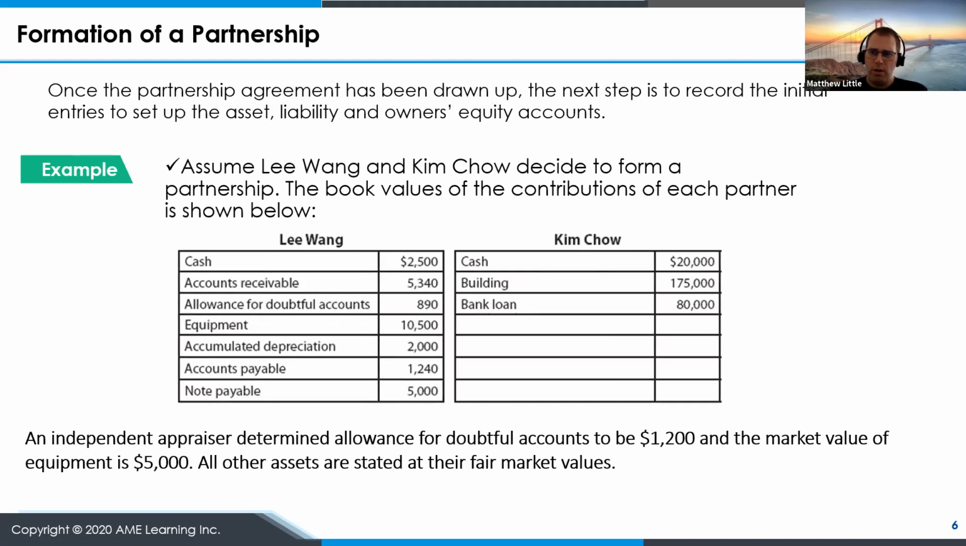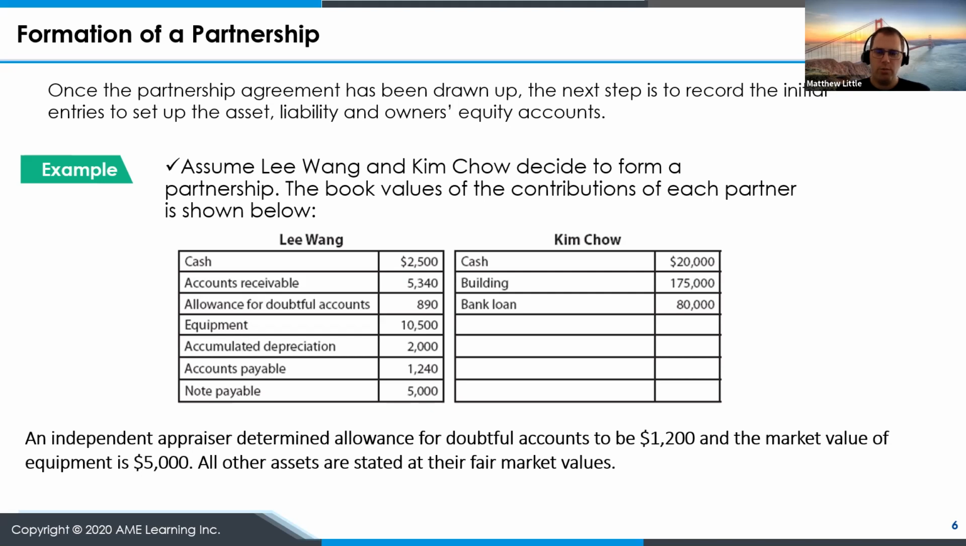Once they've agreed and written up the partnership agreement, which spells out how they work together, how they split assets, etc., then they need to record that initial entry. So we're going to do another example here. So let's assume Lee Wang and Kim Chow decide to form a partnership, and the book values of the contributions for each partner are shown on the screen.